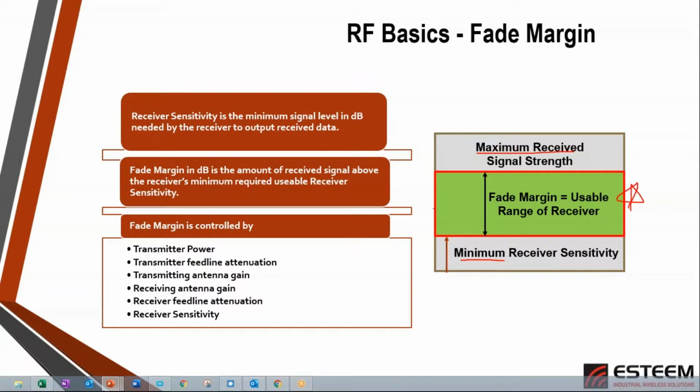The fade margin, if you think about this, makes sense. It's going to be controlled by all elements of the antenna system. If we increase the transmit power, our fade margin will go up. If the feed line gets extended or you change to a different type, we can add more attenuation, so this fade margin goes down. If the transmit antenna has a higher gain, your fade margin will go up. Same thing on the receive side: the antenna gain, feed line attenuation, receiver sensitivity. Each one of these elements will affect the fade margin.